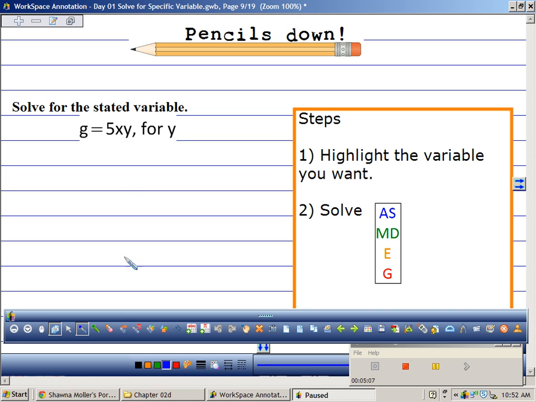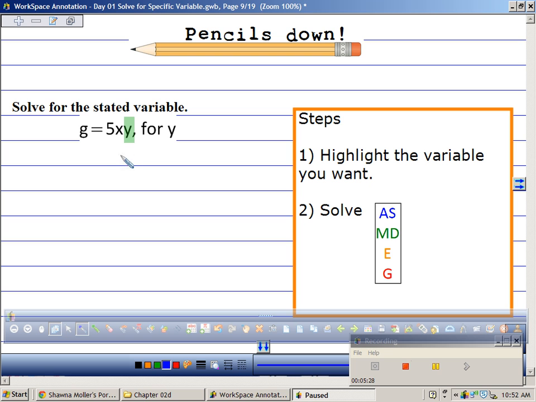I'm going to do this one. This time I want to solve for y. What relationship do 5x and y have? How are they together? What binds them? It's like a marriage, and we're trying to break things up. They're being bound by multiplication. How do you undo multiplication? Divide by 5x to both sides. Then they go away, and I'm left with y equals g over 5x.